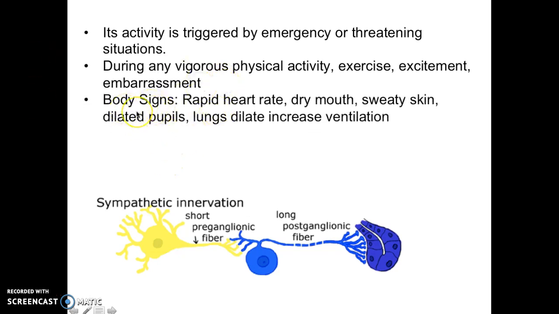Your signs. So how do you know, hey, I'm in the sympathetic system? Your heart rate is increasing. Your mouth is dry, your skin is sweaty, your pupils are dilated, your lungs are dilated because you're increasing ventilation. So you're breathing more heavily. So those of you that get nervous during tests, what you're doing is you're taking all that energy and all the nerve impulses and you're putting them towards not your brain, but towards these different organs.